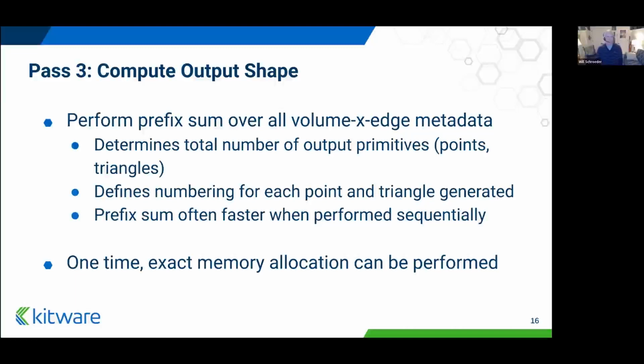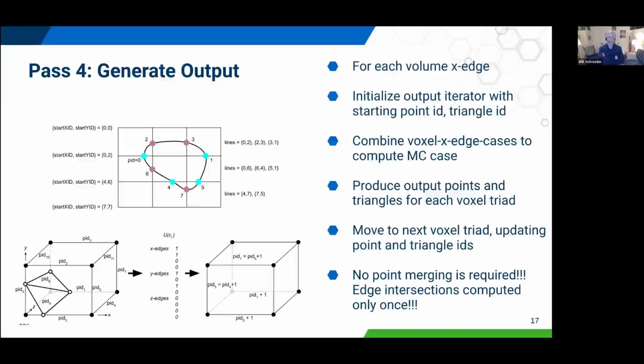A funny note is that prefix sums often can be performed in parallel, but oftentimes it's not much faster than running sequentially, depending on the hardware and underlying software system. And once the output shape is computed, and the prefix sum is computed, we basically can do a one-time exact memory allocation. So no reallocs.